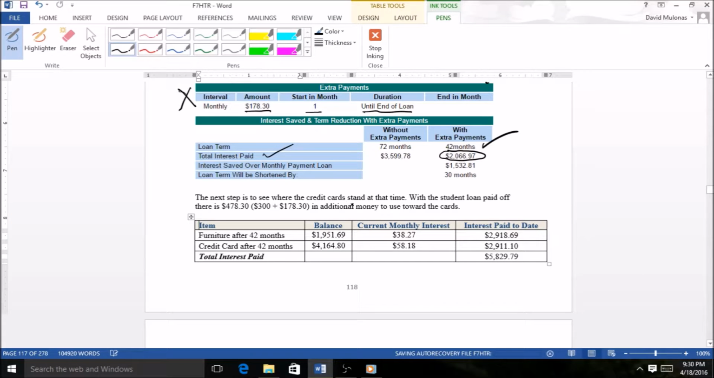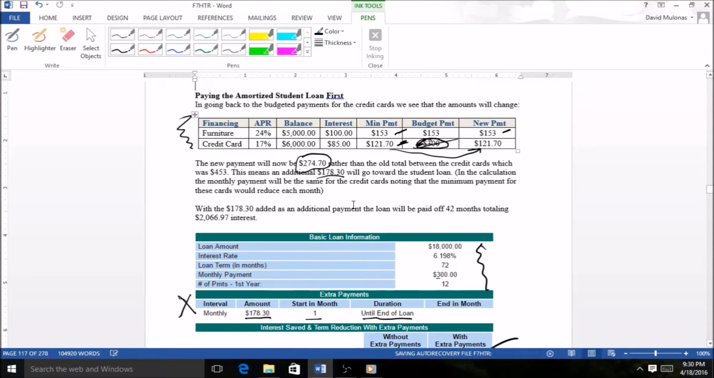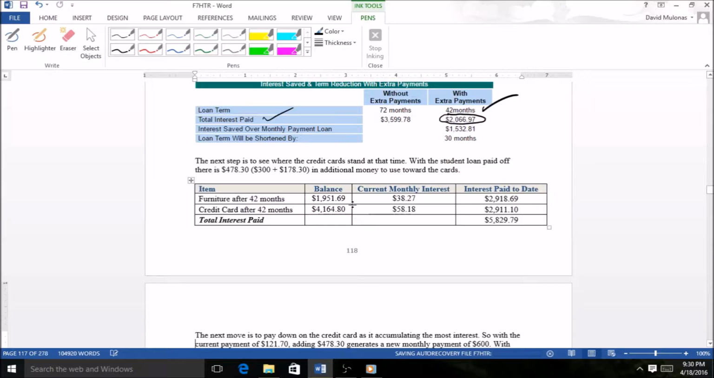So now we go back up here. We were paying 153 and 121, right? So this was 153. This was 121. But now we have freed up $478.30. So this is really nice.